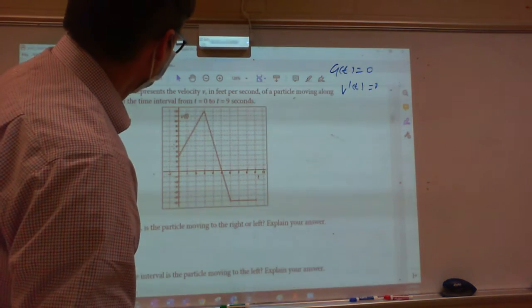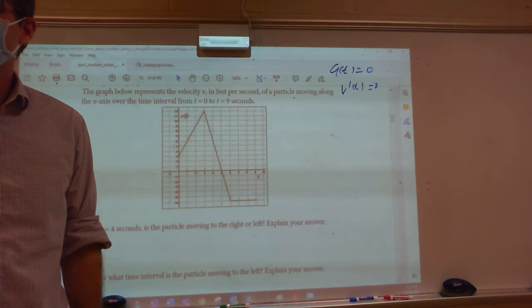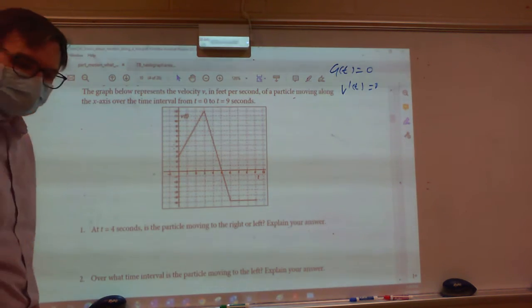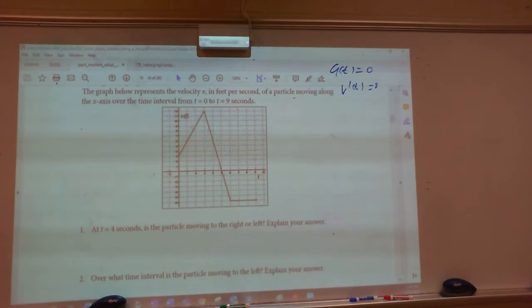Hold on, where are we in the packet? I've printed front and back. Oh, it's in the back. At 4 seconds, is the particle moving right or left? Explain.